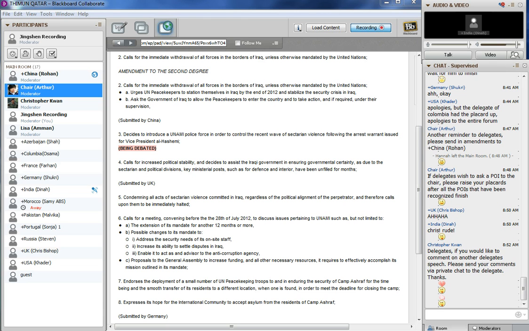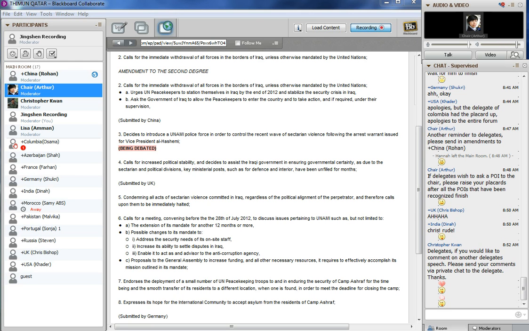Alright, sorry. The delegate would like to yield the floor back to the chair. Thank you. Is there time? Time against this amendment has not elapsed yet. Are there any delegates that wish to speak against this amendment? Delegate of Colombia, you have the floor.